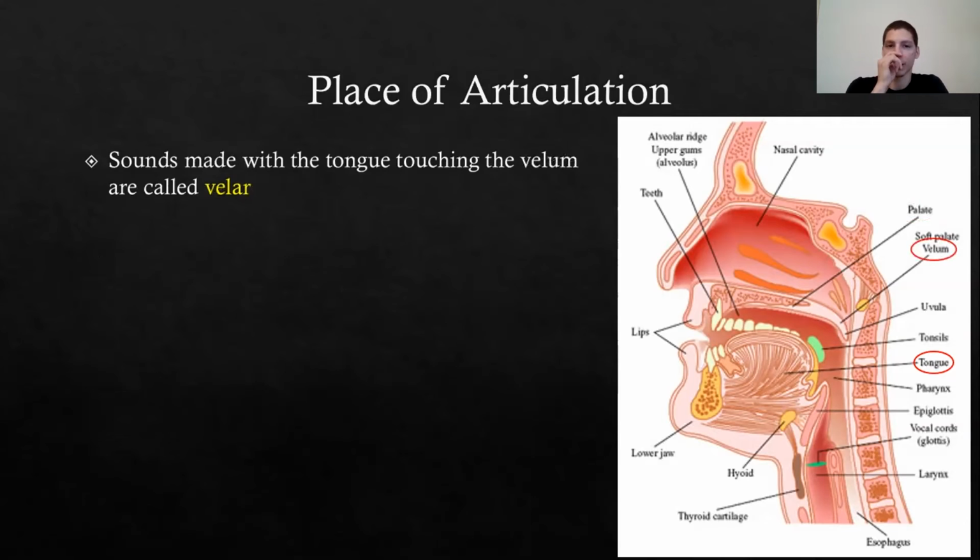And for sounds where you're touching your velum, and this is going to be with the back of the tongue, those sounds are called velar. So examples of velar sounds are key, gear, and the final consonant in thing. That's very common with words that end in ing. Those sounds end with velar consonants, where the back of your tongue is touching the velum. So again, key, gear, and thing.